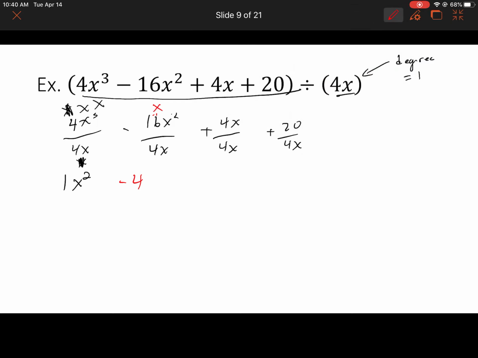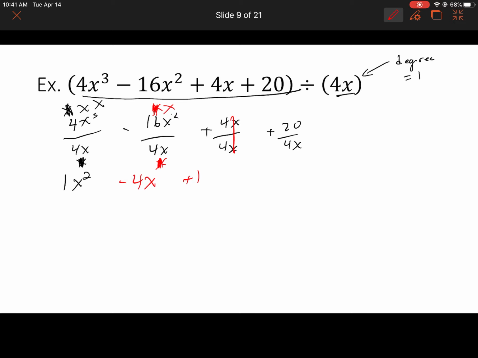We have 2 x's on top, 16x squared. We only have 1 x at the bottom, so only one of them cancels out, and we're left with minus 4x. The next term, we divide the values. 4 divided by 4, that's 1. And because we have 1 x on the top, we have 1 x at the bottom. They cancel each other out.